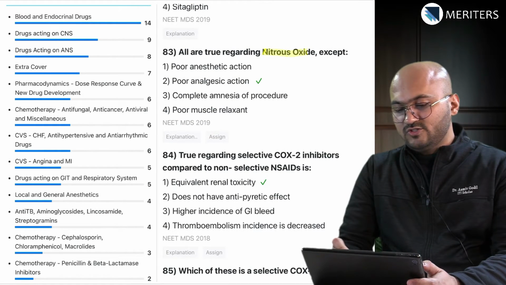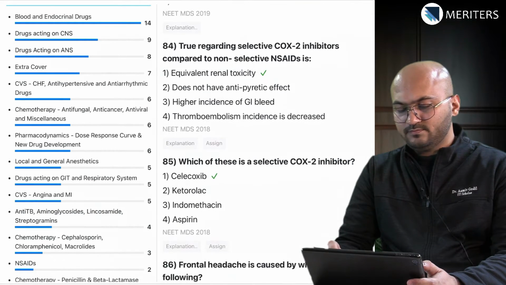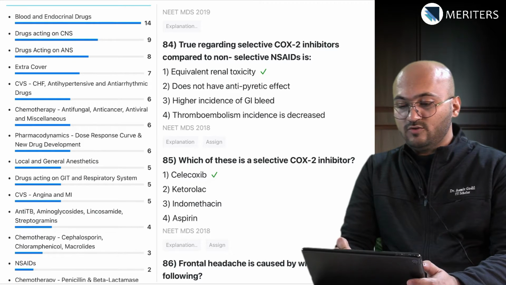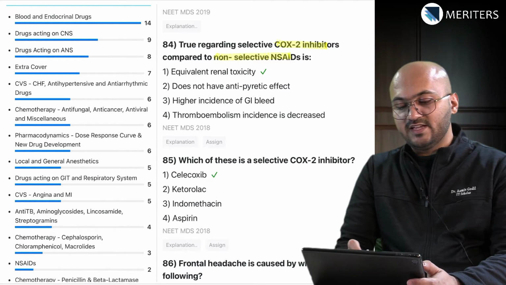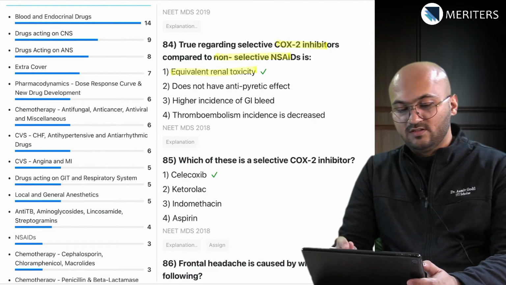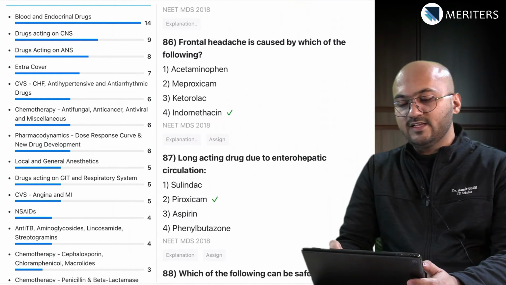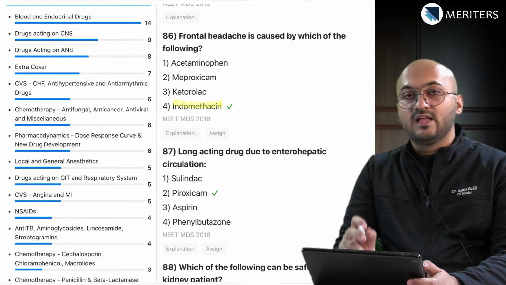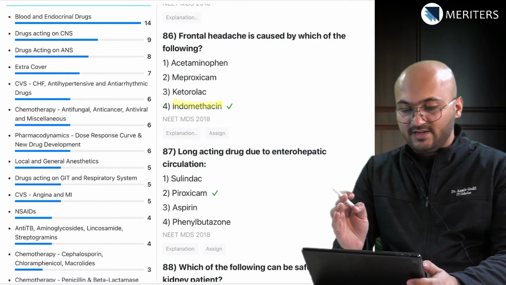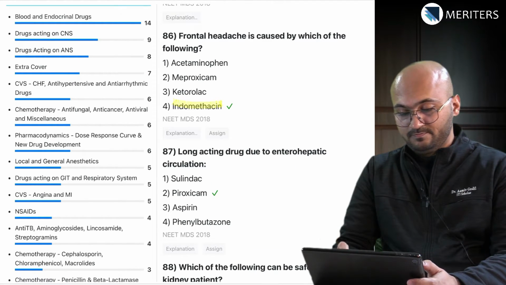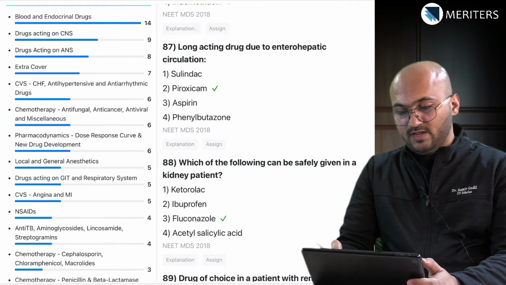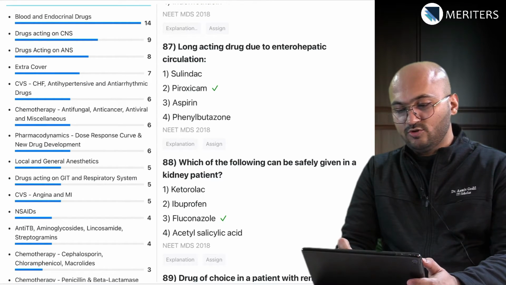All are true regarding nitrous oxide except it has poor analgesic action, that's GA. True regarding selective COX-2 inhibitors compared to non-selective NSAIDs is the equivalent renal toxicity. So NSAIDs. Which of the following is a selective COX-2 inhibitor? Celecoxib. Frontal headache is caused by which of the following? Indomethacin. 4 questions back to back from NSAIDs for 2018 NEET paper. Right? So you have to keep an eye for such things. Long-acting drug due to enterohepatic circulation is piroxicam.